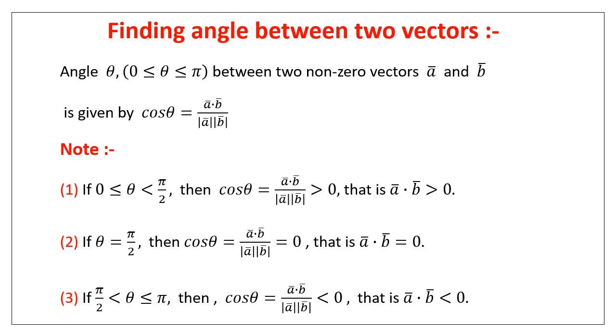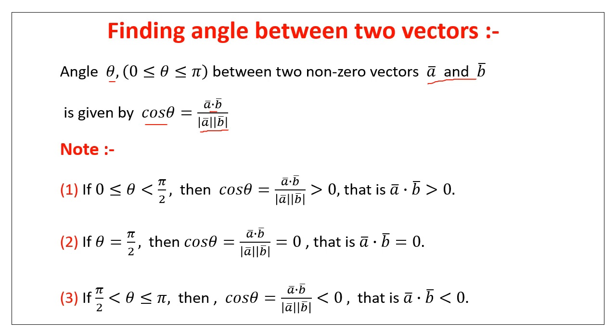Finding the angle between two vectors. See student, if theta is the angle between two vectors a bar and b bar, then by using the definition, a bar dot b bar equals mod of a bar into mod of b bar into cos theta. So we can find the angle as cos theta equals a bar dot b bar upon mod of a bar into mod of b bar, which gives us the angle between two vectors.